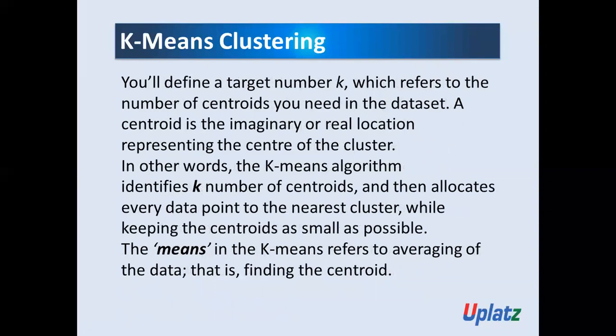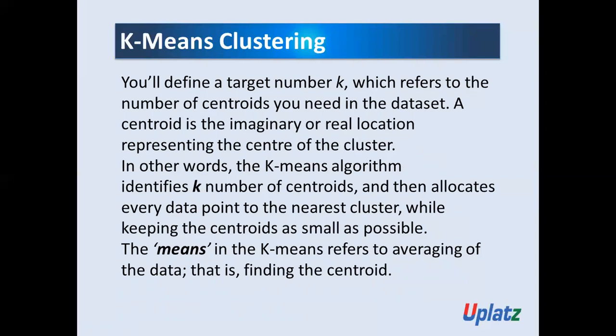You will define a target number K, which refers to the number of centroids you need in a dataset. A centroid is an imaginary or real location representing the center of the cluster. What is a centroid? Here, in k-means clustering, you need to define the target number K, which refers to the number of centroids you need in the dataset.